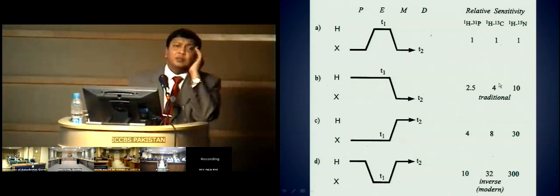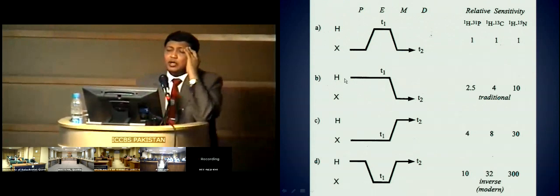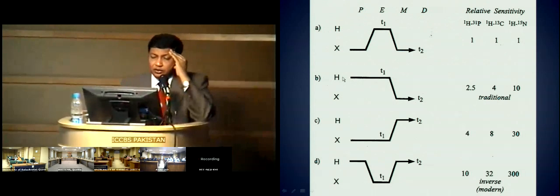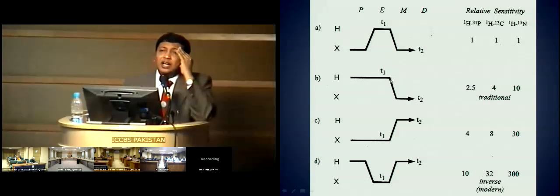Remember, in a normal traditional polarization transfer, the source is proton. When you give a 90x pulse, you let it split until they become antiphase. Then you give a 90y pulse which creates a spin inversion, and that's how you transfer the population of proton to carbon, and then you detect the carbon. And you have a 4-fold increase also.